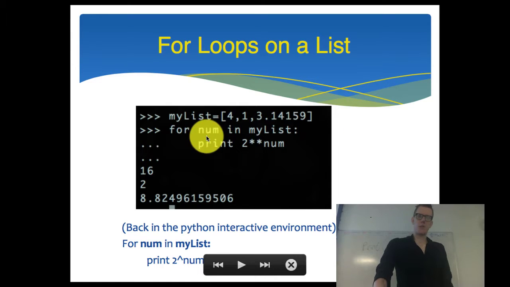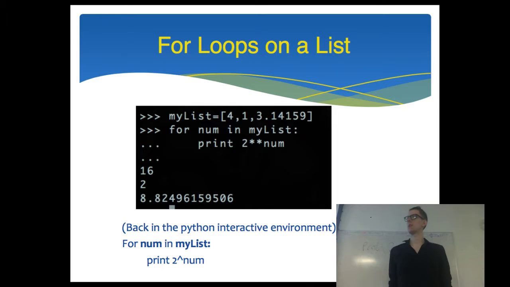Okay, so just to remind you, num will be set equal to 4 the first time, and then it will print 2 to the power of 4. Num will be set equal to 1 the next time, it'll print 2 to the power of 1. Num will be set to 3.14 the next time, and it will print 2 to the power of that. And then we should see all those numbers printed to the screen. Anyone not see those numbers?